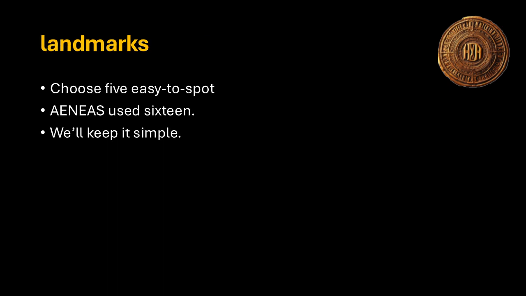Exactly. Now, choose 5 easy-to-spot landmarks that appear along the surgical route. For a nose-to-pituitary case, you might mark the nasal septum, the sphenoid sinus opening, the carotid bulge, the sella floor, and the tumor. Only 5? I thought AENEAS used 16. We'll keep it simple. Master 5 first, you can add more later.